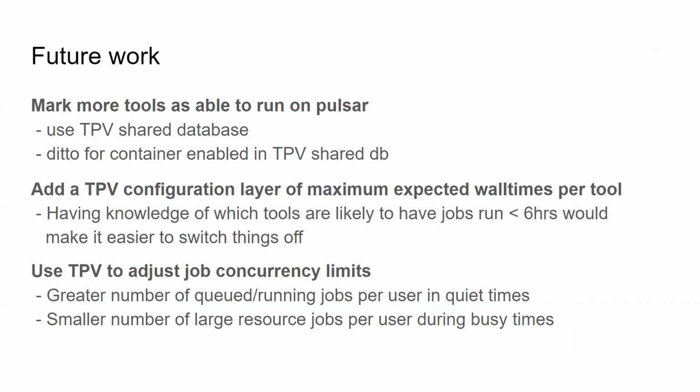And in the future, I'd really like to collaborate more on the shared database. I think we have ways to go in container friendliness and Pulsar friendliness. We just don't really have much of that in the shared database at all. I would like to do something similar to this Pulsar score thing to find out which tools are likely to run for less than 6 hours so that we can plan maintenance on our VMs. We know when we can switch them off. And I have other plans to do with concurrency limits.